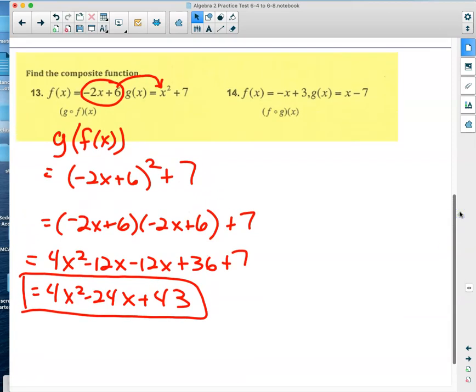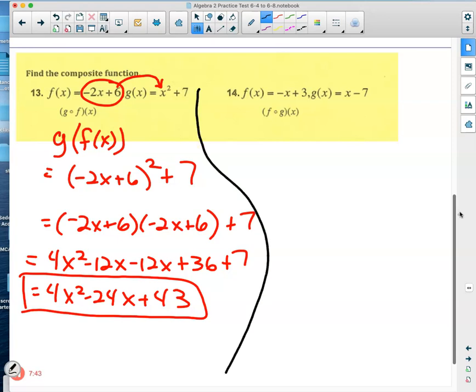Alrighty, let's go to 14. F of x is negative x plus 3, and g of x is x minus 7, but this time they turned it around. Closest to the x is the g, and then we have to use the f for the outside parentheses. So which one goes into which one? G goes into f right there for x.